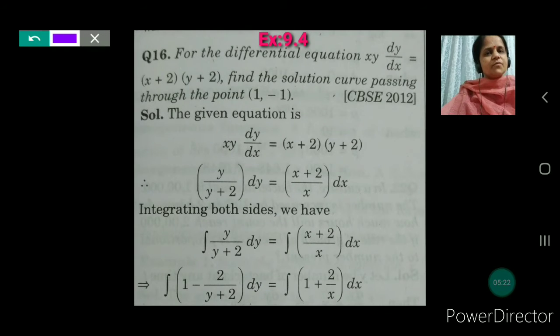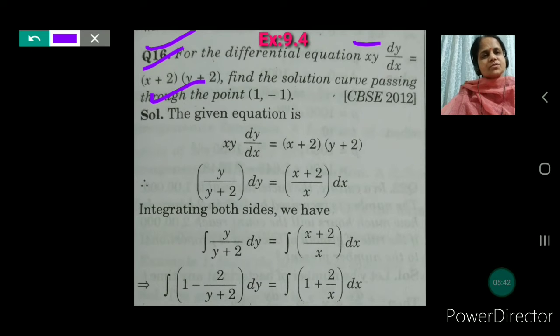Now students, move to the next question. Here question number 16. For the differential equation xy dy/dx = (x + 2)(y + 2), find the solution curve passing through the point (1, -1).